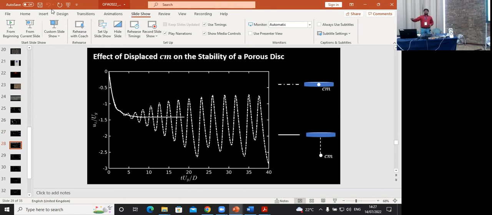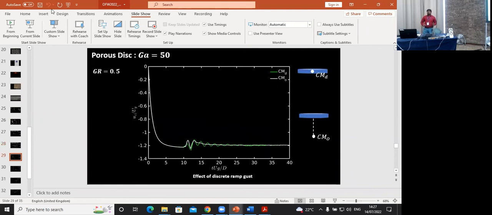So this is the amplitude of the vertical velocity. You can see for tumbling, there is a very oscillating and aperiodic velocity. But for the second case, where the center of mass is below, you can see it comes down to the terminal velocity very soon. Now, the same case, when we came down to Galileo number 50, both the cases are stable and come back to the steady fall regime with a particular constant terminal velocity.